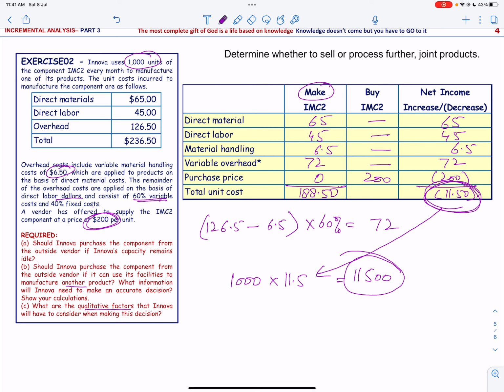Now the qualitative factors to be considered obviously may be the reliability of the vendor, the delivery time for the product, the quality of component, etc. So this completes the third video on incremental analysis, where we learned how to use incremental analysis for make or buy decision, and how to prepare incremental analysis concerning make or buy decision.